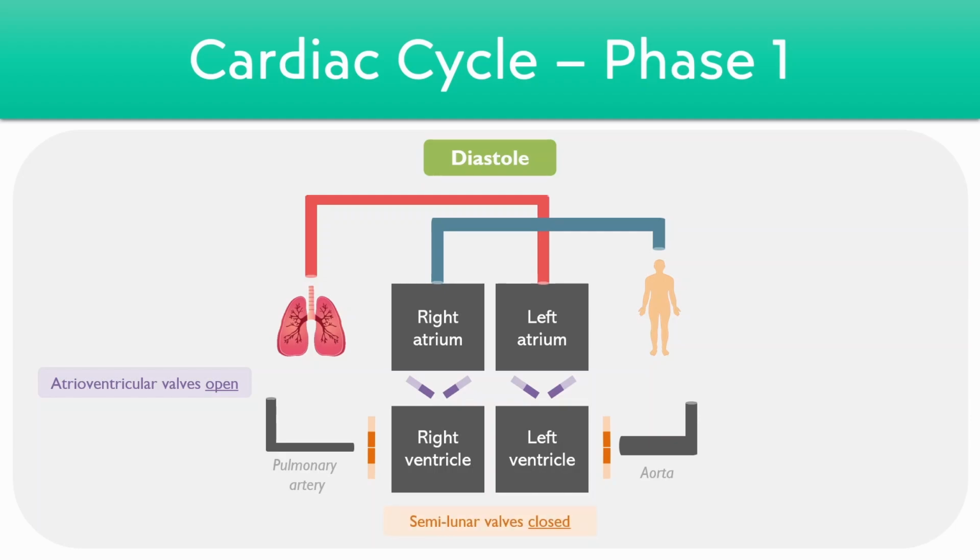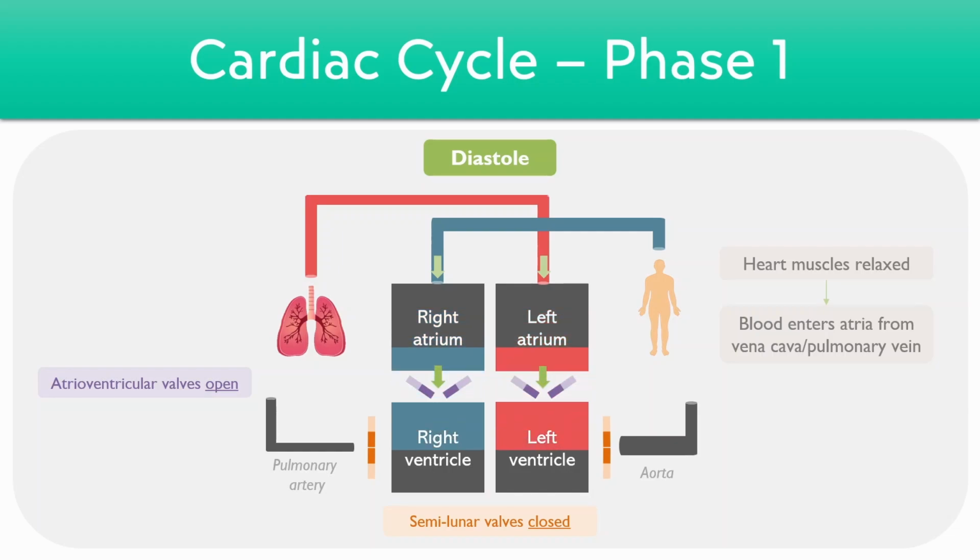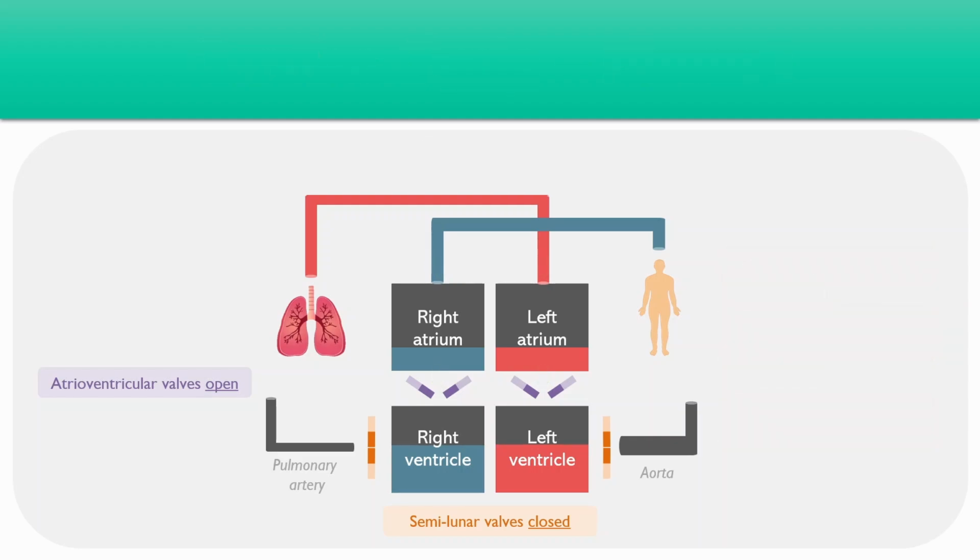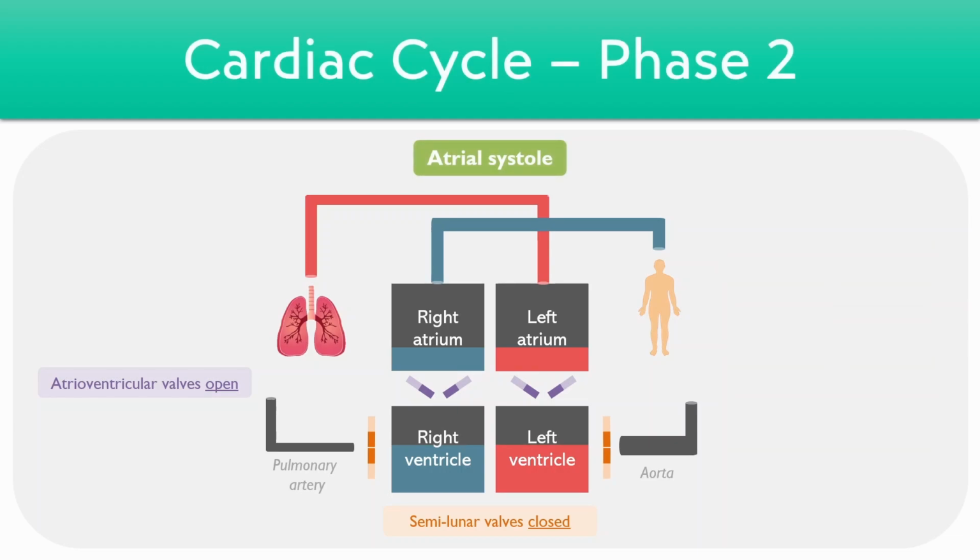During diastole, the heart muscles are relaxed and blood is brought into the atria via the vena cava and pulmonary vein respectively. At this point, you can see that there's a pressure gradient, so there's more blood in the atria compared with the ventricles, and blood therefore moves from the atria down into the ventricles via pressure gradient. And this can only occur because the AV valves are open. Importantly, this first phase is a passive process, so there's no contraction involved, but the blood is merely flowing down its gradient.